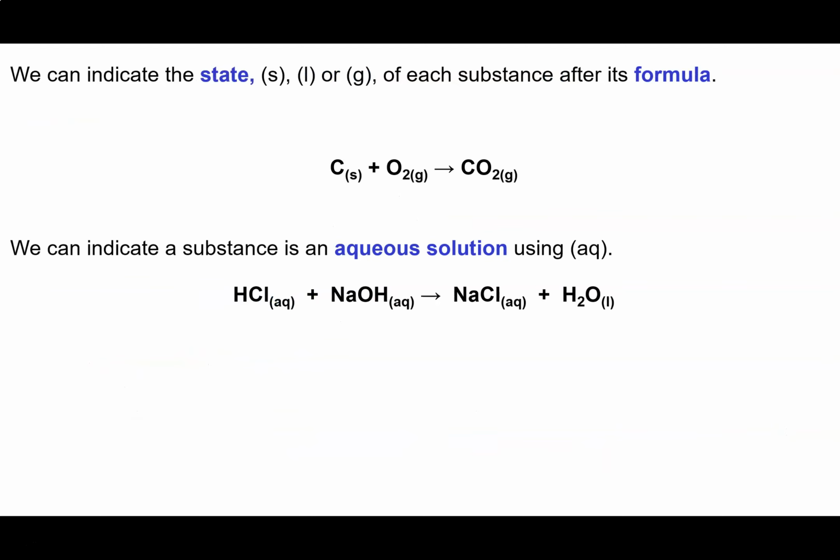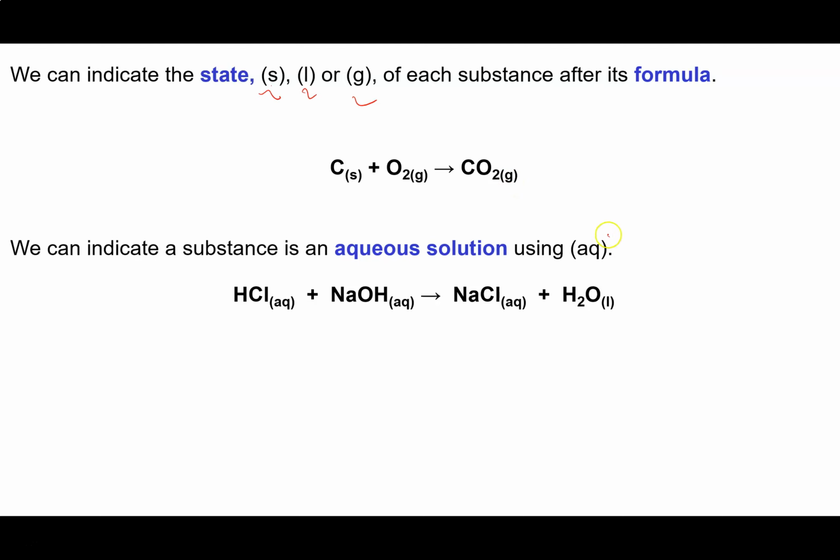It can be very important sometimes to put what we call physical state symbols, and we do that by indicating the physical state in parentheses with the symbol either s, l, or g following the formula of the compound. So this could be read as solid carbon reacts with gaseous oxygen to produce gaseous carbon dioxide. So that's how we would read that.